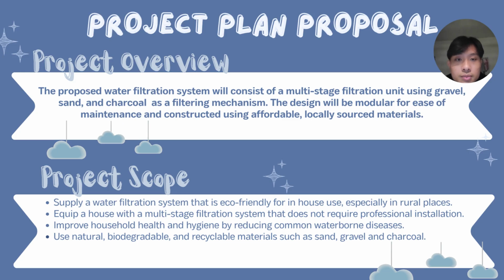Now, we are moving on to our project plan proposal. The first one is the project overview. The proposed water filtration system will consist of a multi-stage filtration unit using gravel, sand, and charcoal as a filtering mechanism. The design will be modular for ease of maintenance and constructed using affordable and locally sourced materials.